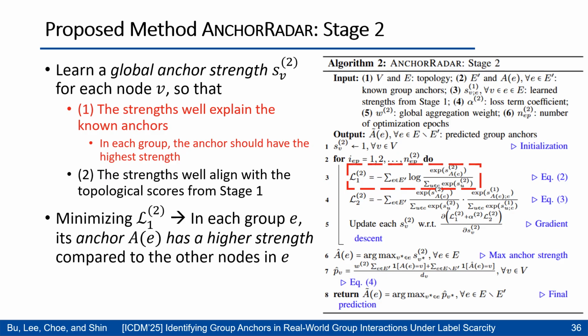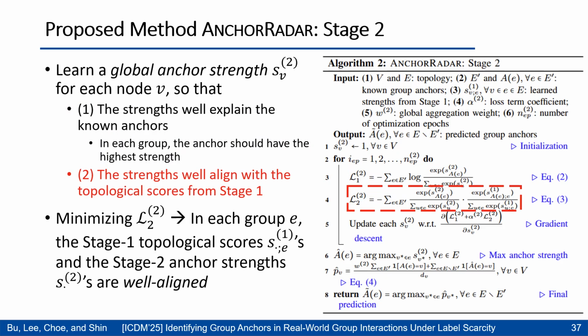When the loss is minimized, in each group E, its anchor should have a higher strength compared to the other non-anchor nodes. For the second objective, we designed the loss function so that when it's minimized in each group, the relative relations of the nodes in it with regard to stage 1 scores and stage 2 strengths are aligned. For example, in the group, the node with the highest topological score ideally should also have the highest anchor strength.